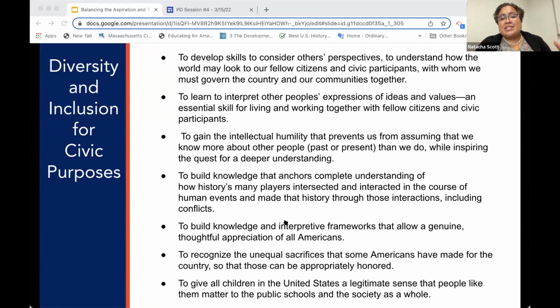But as we think about this, what are the skills necessary? Even just that first bullet: to develop skills to consider one's perspective, to understand how the world may look to our fellow citizens and civic participants with whom we must govern the country and our communities together. Learning how to interpret others' expressions of ideas and values. We see all of these different concepts and skills, and we should really take the time to think about how, as we're incorporating these multiple perspectives into our conversation, we are deepening our student learning rather than just doing a checklist and moving on.